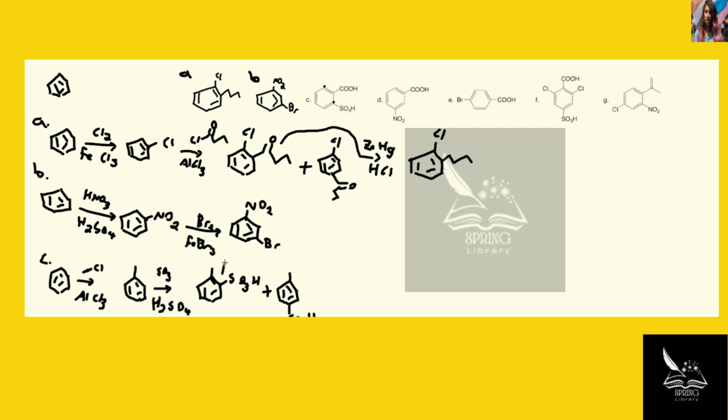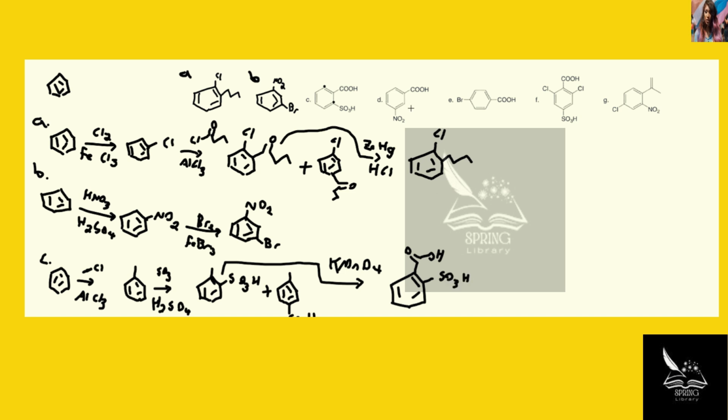And I'm going to take my ortho substituted product of interest and fully oxidize that using KMnO4, potassium permanganate, to get my carboxylic acid. And ortho substituted product of interest.